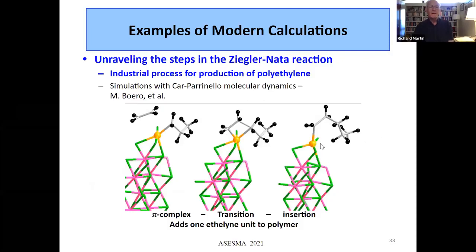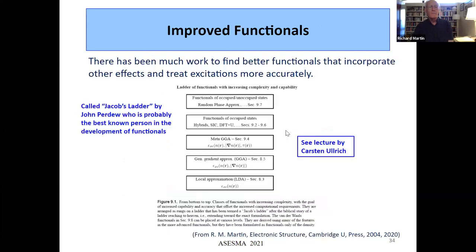And this has gone on in things like this work by the Parrinello group of polyethylene, which is such an important aspect of industrial production of using a particular reaction, which is still difficult to understand. So let's move on to the other issues.